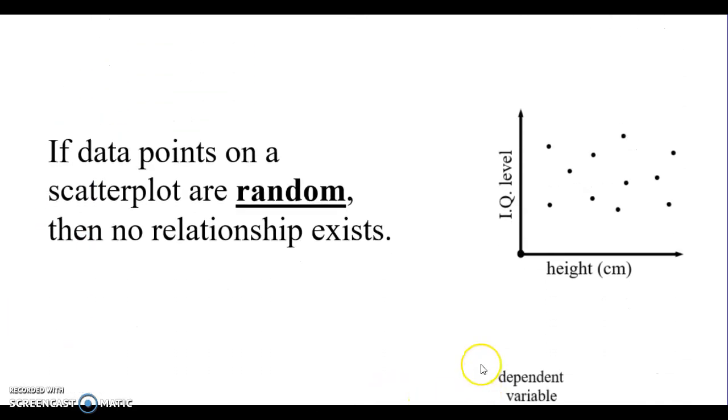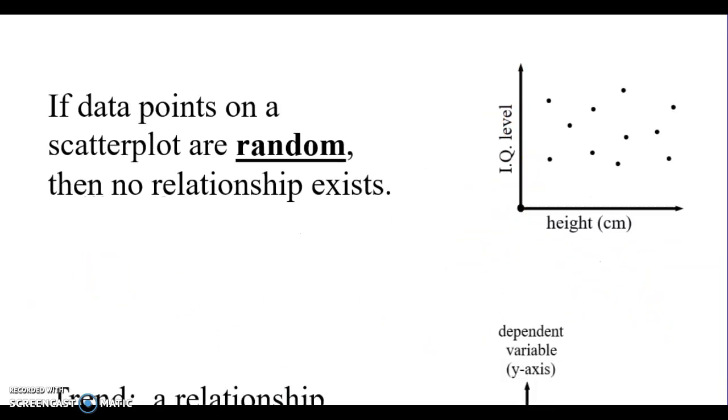If our data points are completely random, I've plotted my points and they don't seem to form a straight line at all, then we would say that no relationship exists here. And if we look at my example, I'm plotting your height versus IQ level. So we would expect that there is no relationship between your height and someone's IQ.